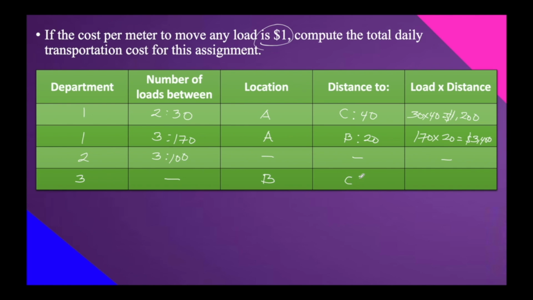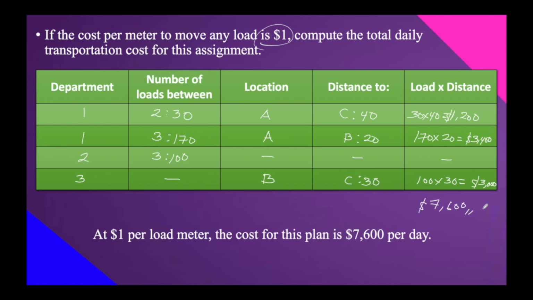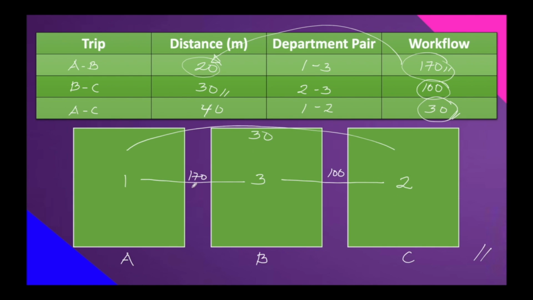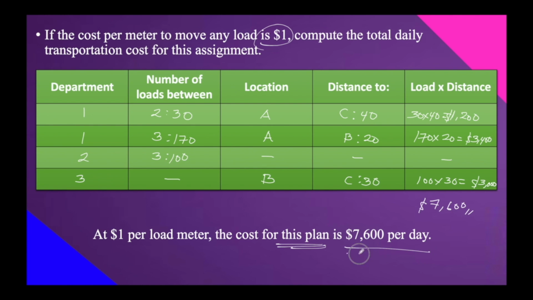Okay, so C, 30. Now, 100 times 30 is equivalent to 3,000. So 3,000, which has a total of 1,200 plus 3,400 plus 3,000, this is 7,600. So, meaning to say, at $1 per load meter, the cost for this plan, itong planong yan, ito yung pagkakatabi-tabi nila, the cost for this plan is 7,600 per day.